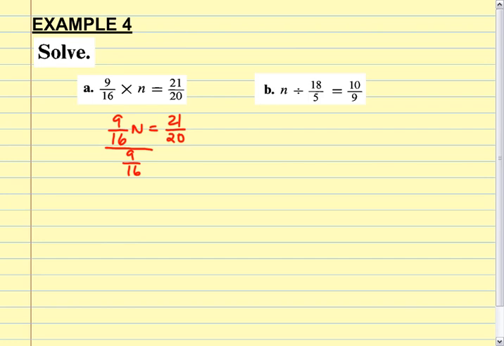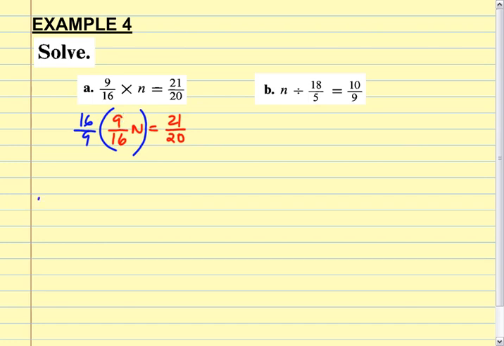But do I ever divide by fractions? No. What do I do? Raise your hand. Instead of dividing by fractions, I do what, Sam? Flip the second fraction and multiply. So I multiply by the reciprocal. That's what Sam says. I want to multiply it by the reciprocal. So you know what I do? I take this side and I multiply it by 16/9.